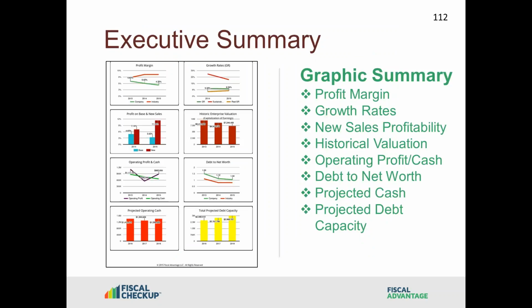Now, I'm briefly going to review the 6 reports that are generated by Fiscal Checkup so you can see what is contained. Remember, there's an in-depth, section-by-section video of each report. This is an overview. The first report is the executive summary. It contains graphs. The first page contains graphs on the 8 areas listed here.